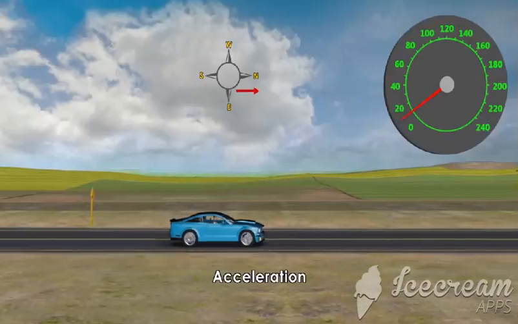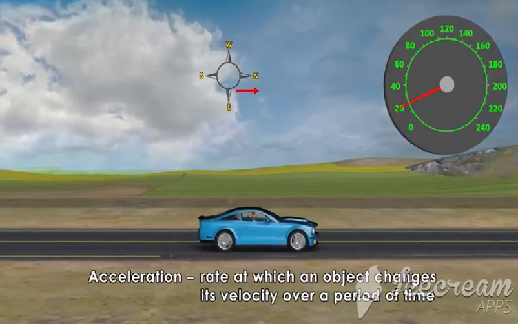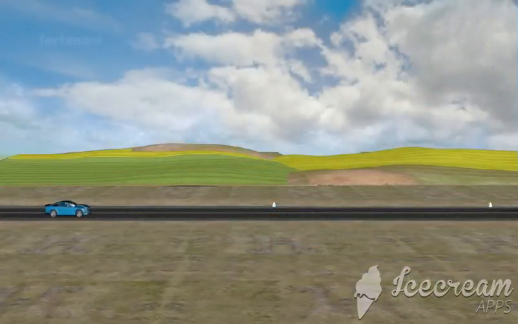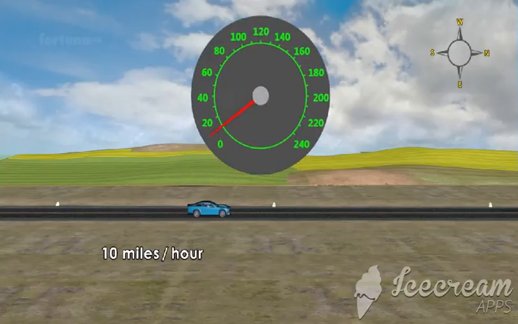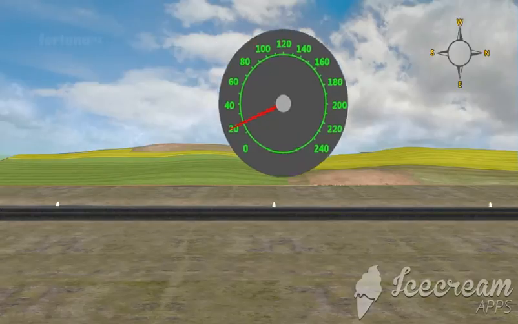Next, we have acceleration, which is the rate at which an object changes its velocity over a period of time. Let's go back to our car. This time, the car begins heading north at a velocity of 10 miles an hour, increases its speed halfway through the trip, and ends at a velocity of 20 miles an hour. Here, the velocity has changed, and we would say that car has accelerated forwards.